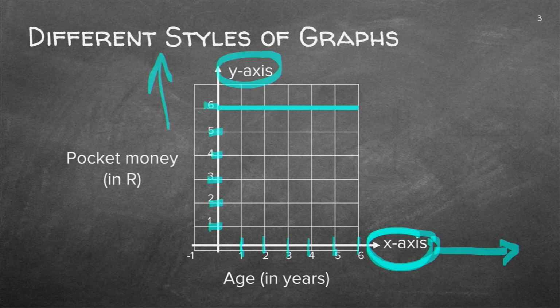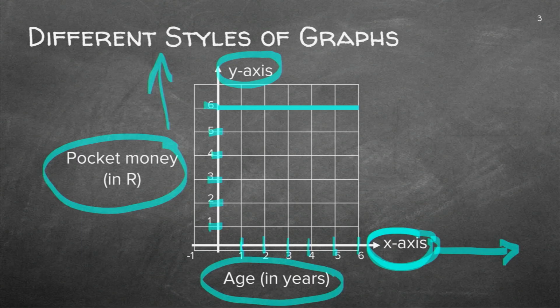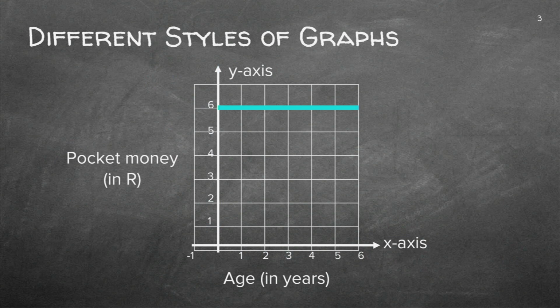So what do we represent on this first graph? Pocket money that you're getting, and years, your age. So what would this specific graph mean? Let's take all of these out and say, what would this specific line be? Have a look at this. At the age of 0, you got 6 Rand pocket money, which is fine. If you're a baby and you get 6 Rand, you think it's a lot.